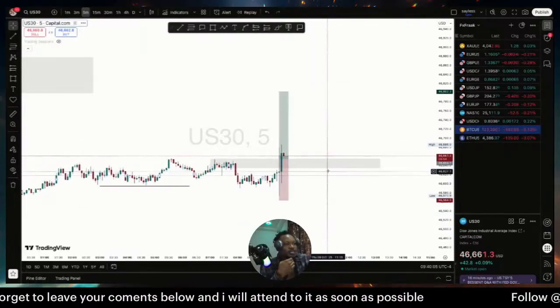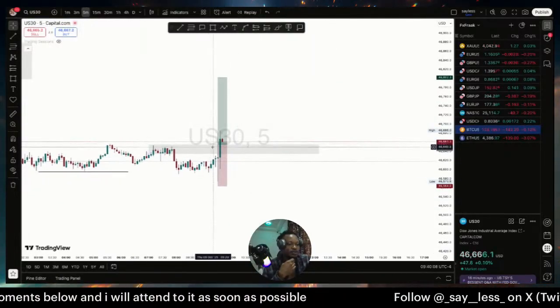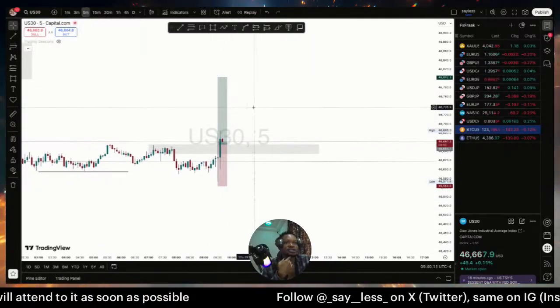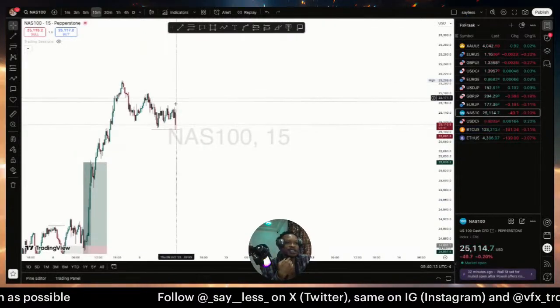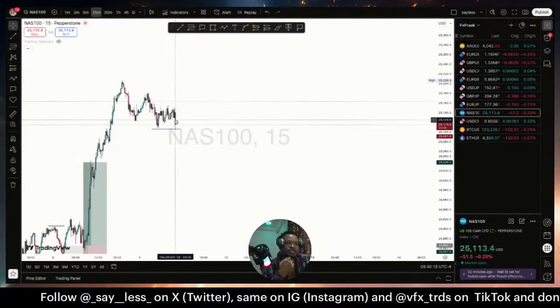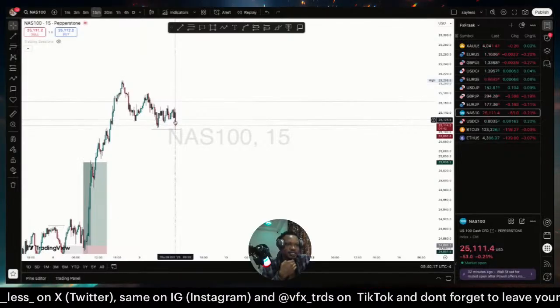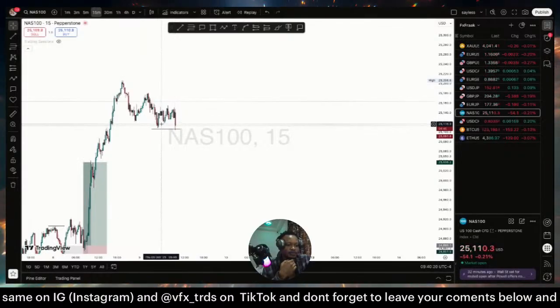So this is the first bullish candle. This one is the first bullish candle. Let's see if the next one is going to continue from there. Nasdaq, on the other hand, is stuck. So I guess we made the right choice by trading US 30 and not Nasdaq today.